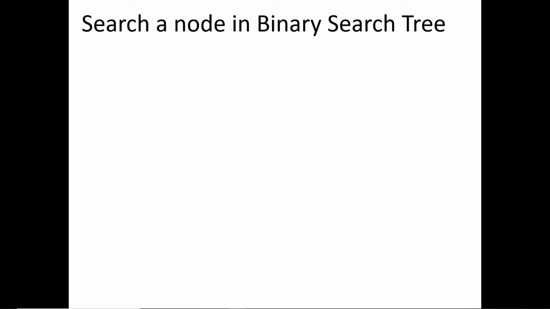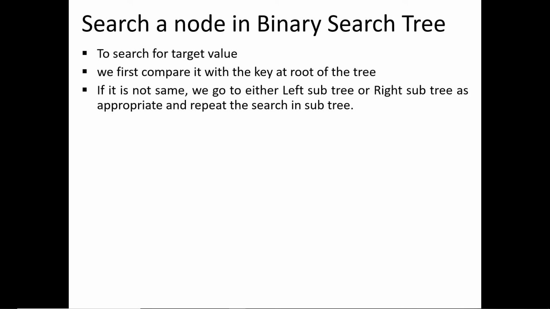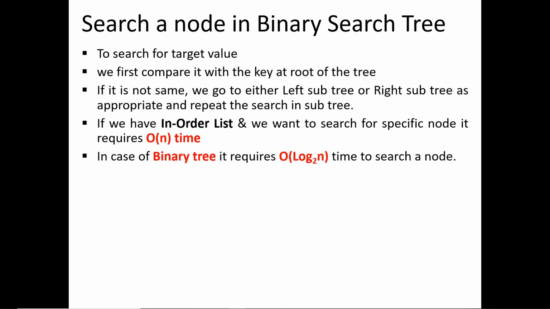Now next is searching a node in a binary search tree. To search for a target value, we first compare it with the key at the root of the tree. If it is not the same, we go to either the left subtree or right subtree as appropriate and repeat the search in that subtree. If we have an ordered list and we want to search for a specific node, it requires O(n) time. In case of a binary search tree, it requires O(log n) time to search a node.